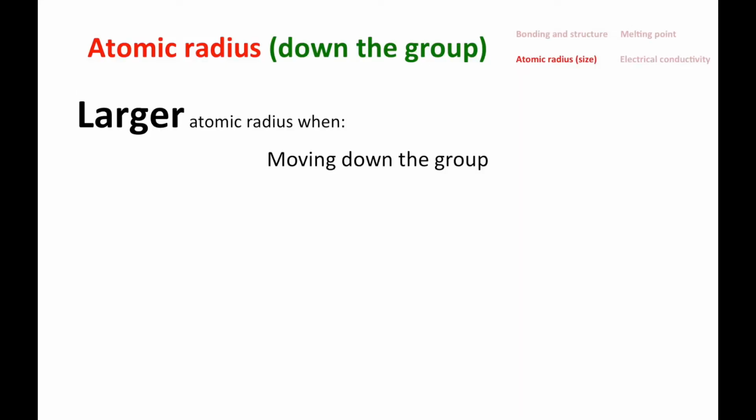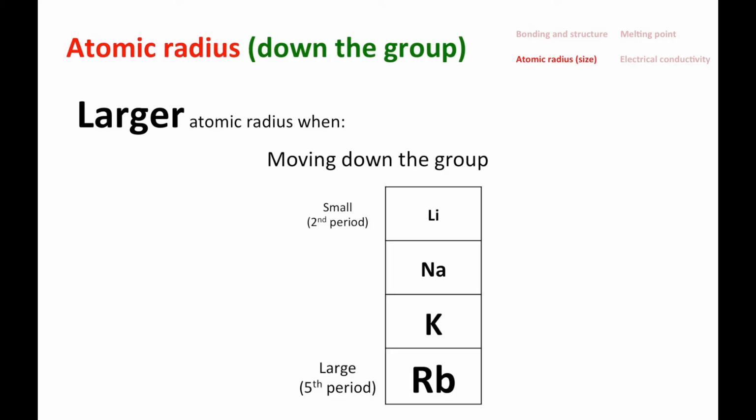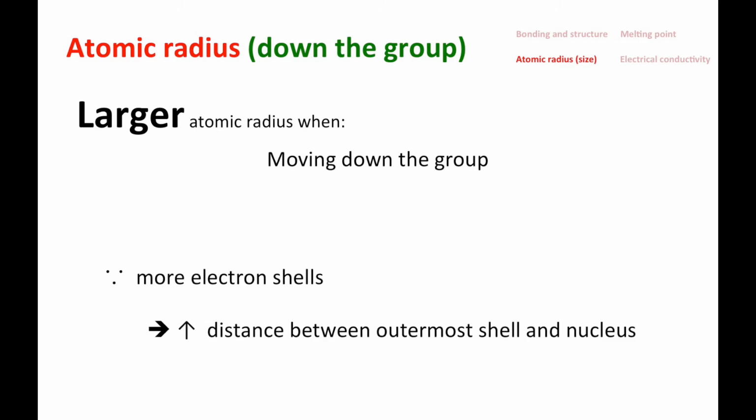For the atomic size, atoms become larger when moving down the group. Here is an example. In group 1, lithium has the smallest size and rubidium has the largest size. They differ only in the period number, and here is the reason. When they move down the group, they get more and more electron shells, and this increases the distance between the outermost shell and the nucleus, and then increases the size.